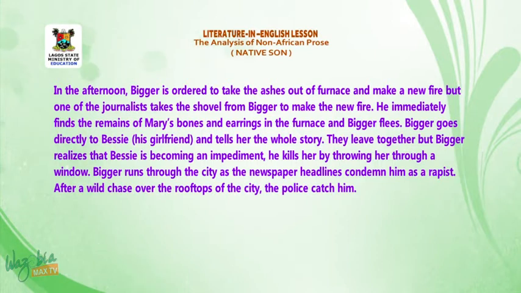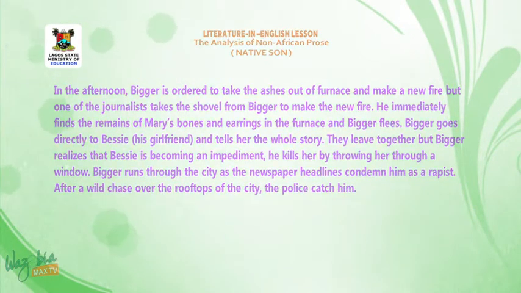And Bigger flees. Bigger goes directly to Bessie, his girlfriend, and tells her the whole story. They live together, but Bigger realizes that Bessie is becoming an impediment. He kills her by throwing her through a window. Bigger runs through the city as the newspaper headlines condemn him as a rapist. After a wild chase over the rooftops of the city, the police catch him. We will pause here briefly.